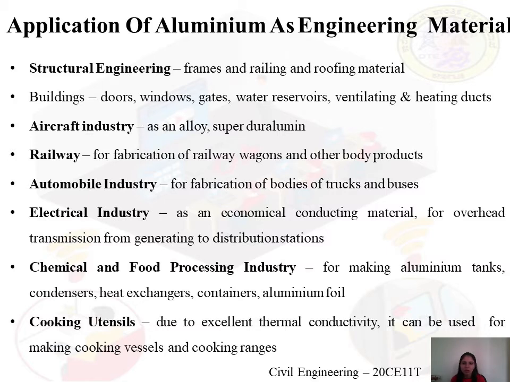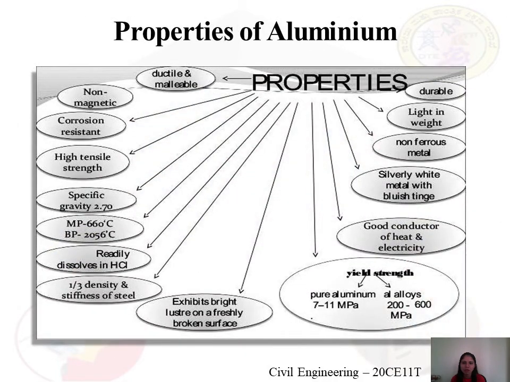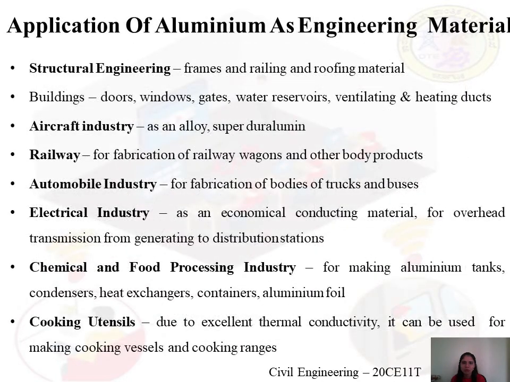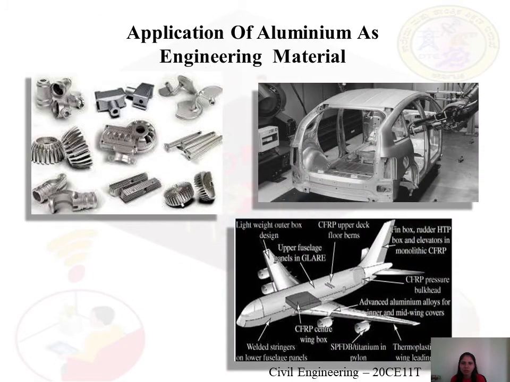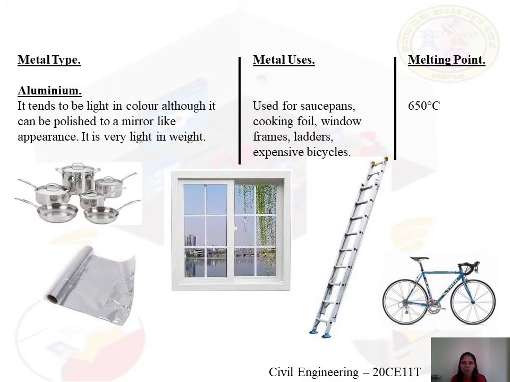Totally, we hope you have understood the properties and applications or uses of aluminium as an engineering material. Here you can see the applications: aluminium is used in aircraft bodies, motor bodies, vehicles, and some parts of machineries. Hope you have understood the properties and uses of aluminium. It is very simple. Next, we will go on to the next.